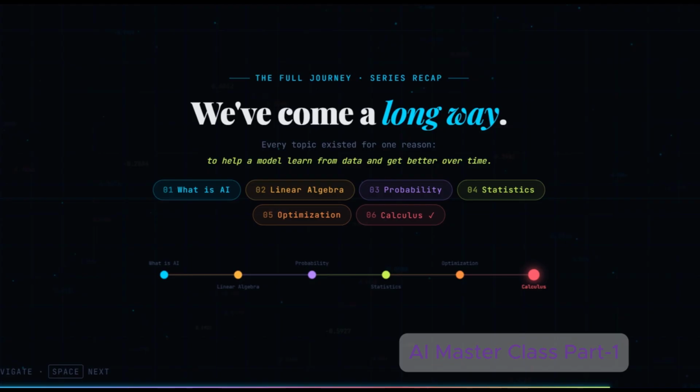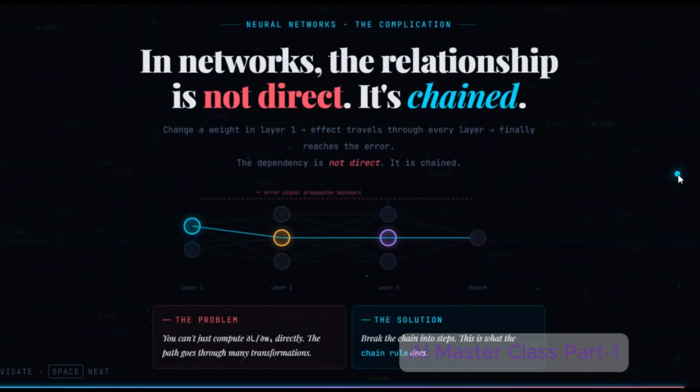Now, till this point, we assumed that the relationship between parameters and error is direct. But in a neural network, it is not the case. Because in a neural network, input goes through multiple layers. In that, it gets transformed at each step and finally produces an output. The error is calculated at the end. So if you change a weight in the first layer, its effect has to travel through all the layers before it impacts the final error. So the dependency is not direct, it is chained. This is where the chain rule comes in.